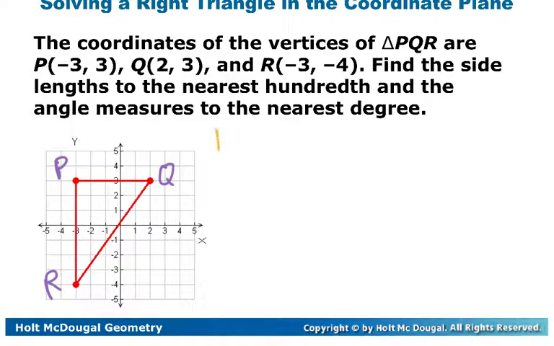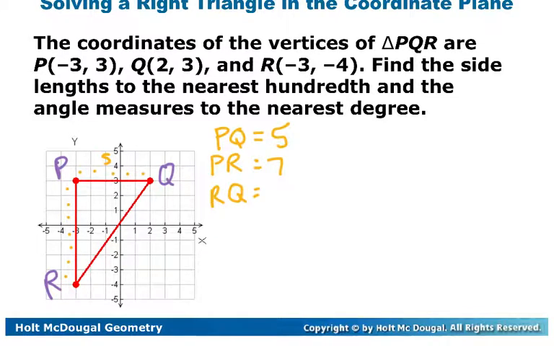So, PQ is not going to be so hard because you can just count it. 1, 2, 3, 4, 5. Perfect. We can also count our PR. And so PR is 1, 2, 3, 4, 5, 6, 7. And so we do actually need to find RQ using another method.